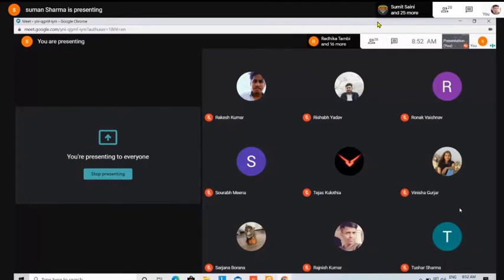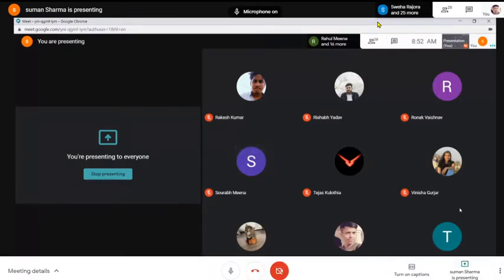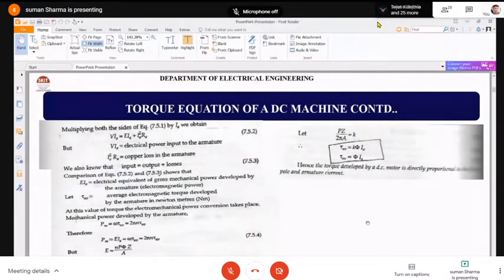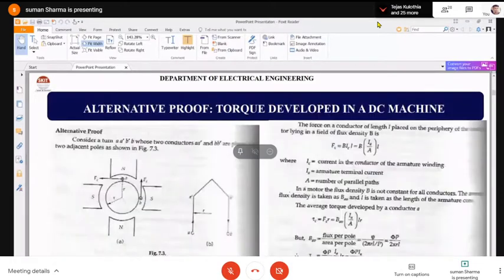Keshav, Rajneesh. Okay, so we proceed further. So we got the torque equation.